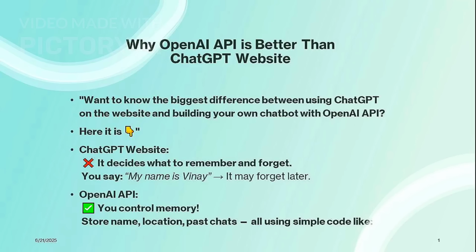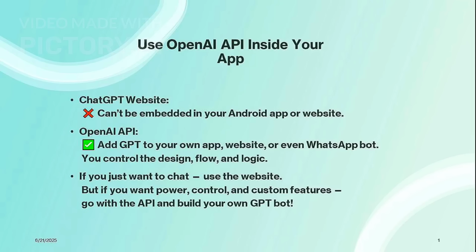Discover the advantages of using the OpenAI API over the ChatGPT website. With the API, you have control over memory and context, ensuring your chatbot remembers important details and delivers consistent interactions. Integrating the OpenAI API into your app or website offers unparalleled control over design, flow, and logic. Whether it's an Android app or web platform, the API empowers you to create a customized chatbot experience.